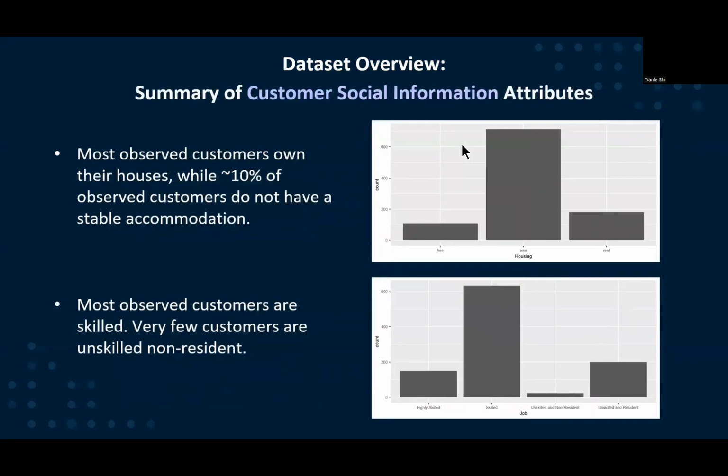This is a summary of customer social information attributes. We can see that most customers own their houses, and most people are skilled. Very few people are unskilled and non-resident.